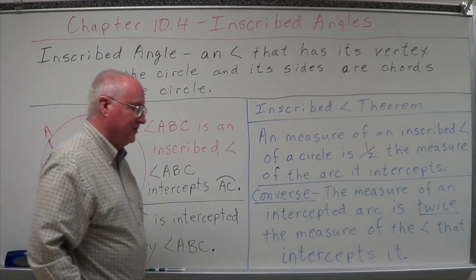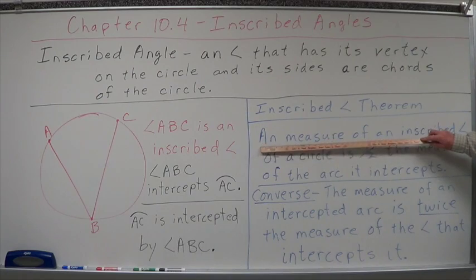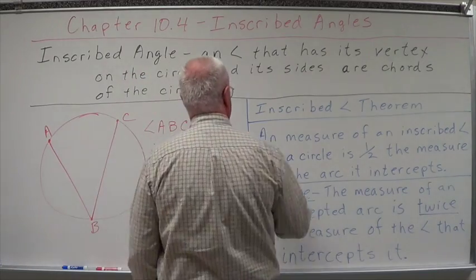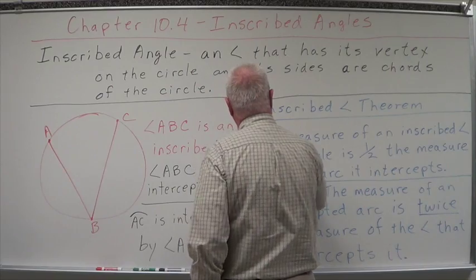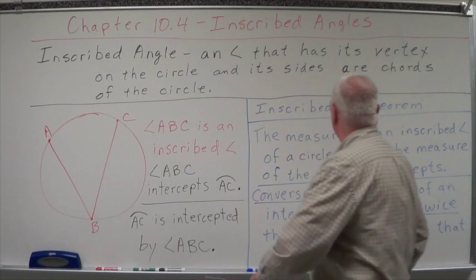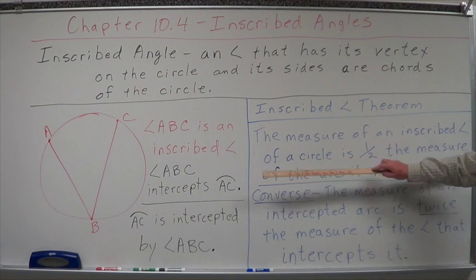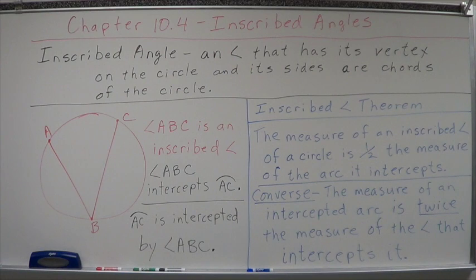Now, let's start talking about theorems, and we have several we need to look at. The first one we're going to look at is the inscribed angle theorem, using the symbols because you need to be familiar with them. What it says is, the measure, actually we just need to change that to the measure, because I started that out a different way. Okay? The measure of an inscribed angle, don't forget the symbol here, of a circle is 1/2 the measure of the arc it intercepts. Huh?